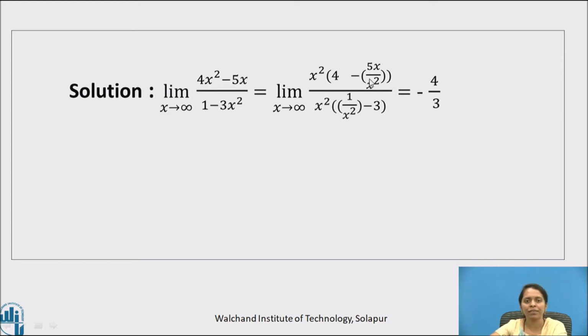So, if we put infinity directly in place of x, in the numerator it is 4 minus 5 by infinity, and in the denominator it is 1 by infinity minus 3. But the 5 by infinity goes to 0 as well as 1 by infinity also goes to 0. So, the result is simply minus 4 by 3.